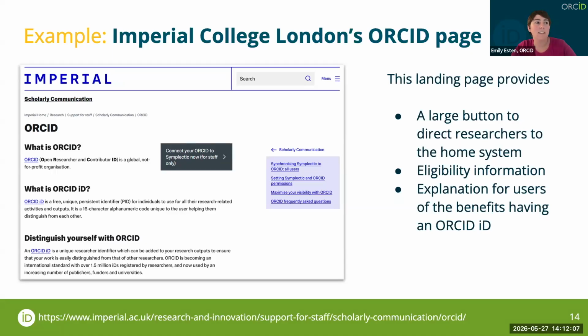What I also like about this example is that it says "for staff only." So a researcher comes to this page, and depending on what their role is at the institution, whether or not they can connect, here they can see, am I a staff member? Great, I can continue connecting through here. So they have that eligibility information. They also have an explanation for users of the benefits of having an ORCID ID and how Imperial College London is using ORCID in their CRIS system, or their research information management system.